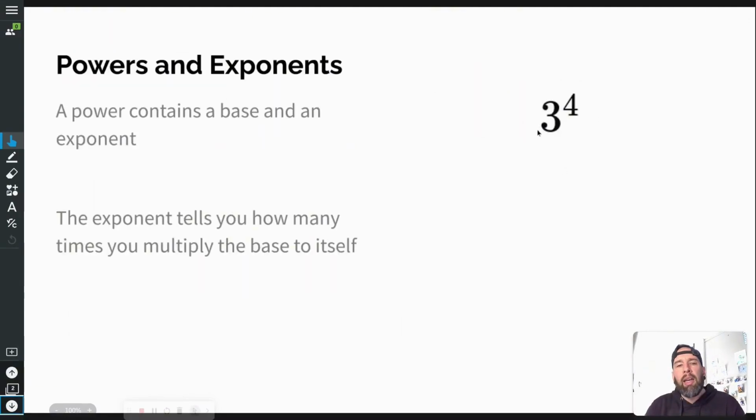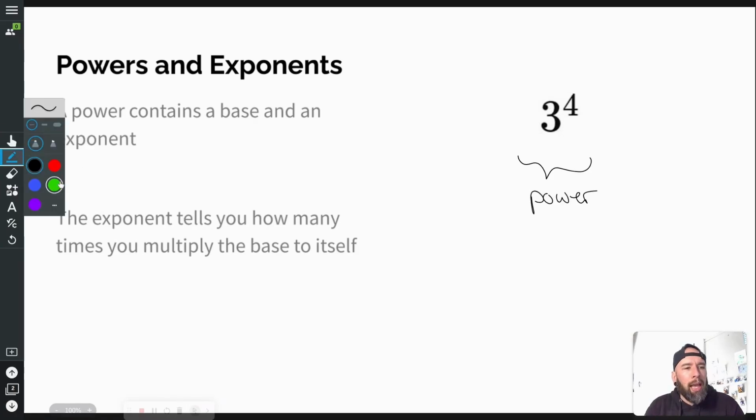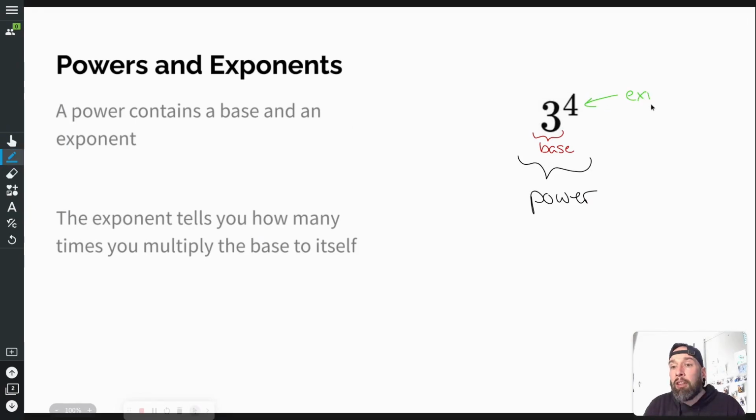This right here is called a power. That whole thing is called a power. Now, each little part of it has a name too. This guy, the 3, is called a base. Over here, that 4 is called the exponent. What the exponent does to a base is it tells you how many times you multiply that base to itself.